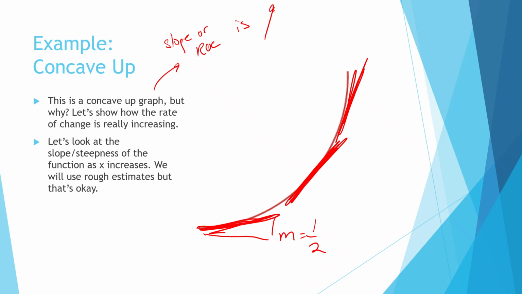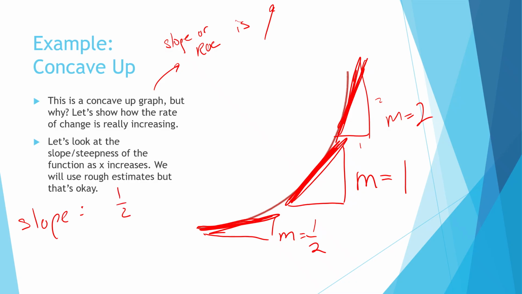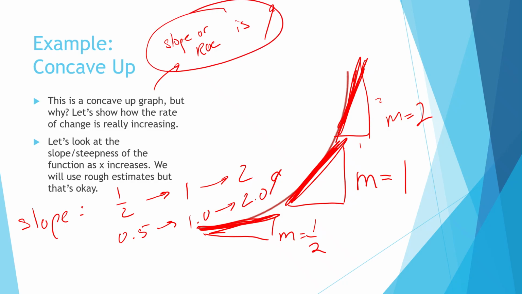Now let's take a look at this line, right? It looks like a perfect 45-degree angle. I'm going to say that might have a slope of 1. And then this is a little bit steeper. I'm going to say this has a slope of, and I'm just making up numbers that kind of look right, 2, right? It's a lot steeper than the slope of 1. And so we see that the slope goes from 1/2 to 1 to 2. Those numbers, 0.5 to 1.0 to 2.0, are going up. They're increasing. That is what we mean when we say the slope or rate of change is increasing.